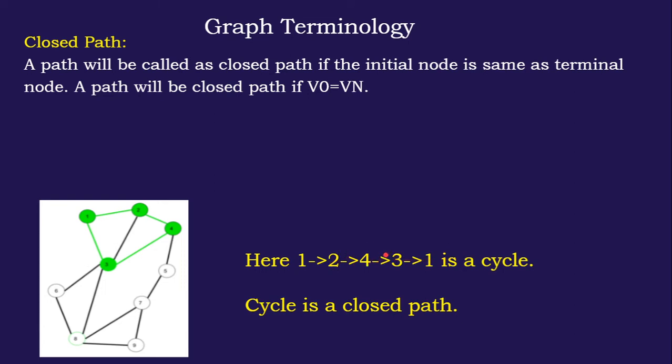So it is a simple closed path, okay. The path starts from 1, it goes to 2, then to 4 and then to 3 and then comes back to 1. So here this forms a closed area. This is called a loop or a cycle, okay. And since there are no vertices repeated, this is also an example of a simple closed path.